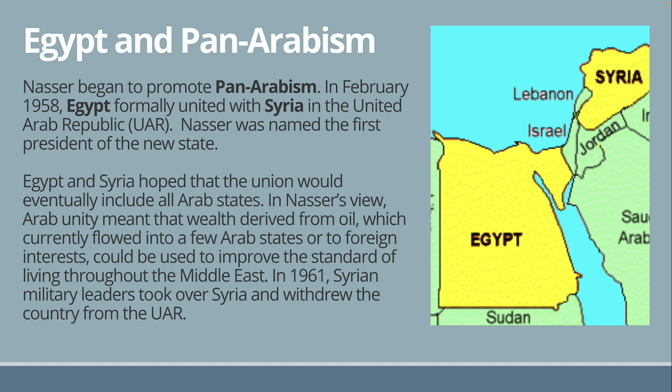Nasser also began to promote Pan-Arabism, or Arabism, and that is the unification of people of Arabic descent, regardless of whatever boundary that they're in. He just wanted to have all Arabic states or countries and people unified. So as you see here in 1958, Egypt unified with Syria to form the United Arab Republic. And he was the first president of this new country per se. However, the UAR, or the United Arab Republic, fell through because of a Syrian military leadership that took over, and they withdrew their country from the UAR.